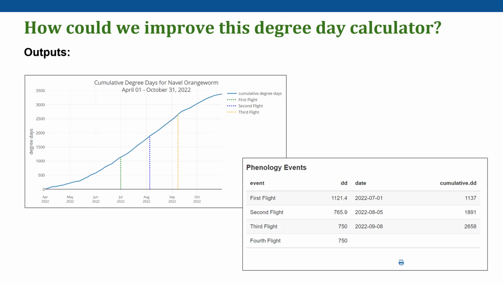The calculator will grab some data online, either raw or pre-computed, and show different outputs like these. In this case, we have a graph of accumulated degree days with drop-down lines for the predicted flight dates, and the table with essentially the same info. It's a pretty simple design and fairly simple to use.